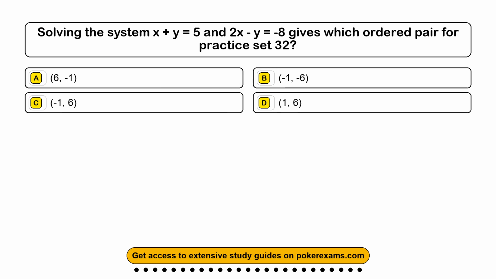Question 12. Solving the system x plus y equals 5 and 2x minus y equals minus 8 gives which ordered pair for practice set 32? Option A, 6, minus 1. Option B, minus 1, minus 6. Option C, minus 1, 6. Option D, 1, 6.